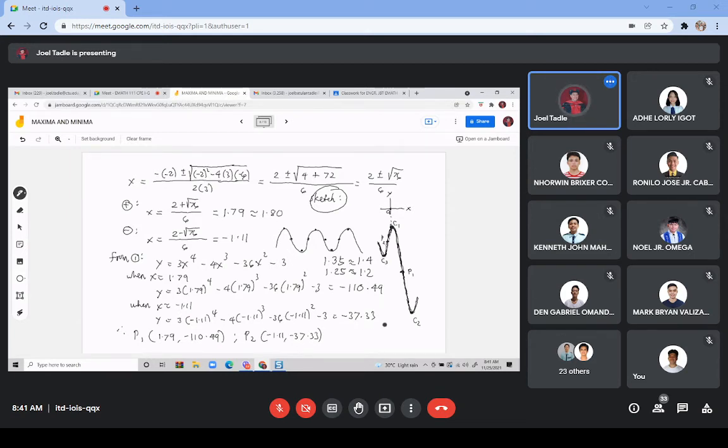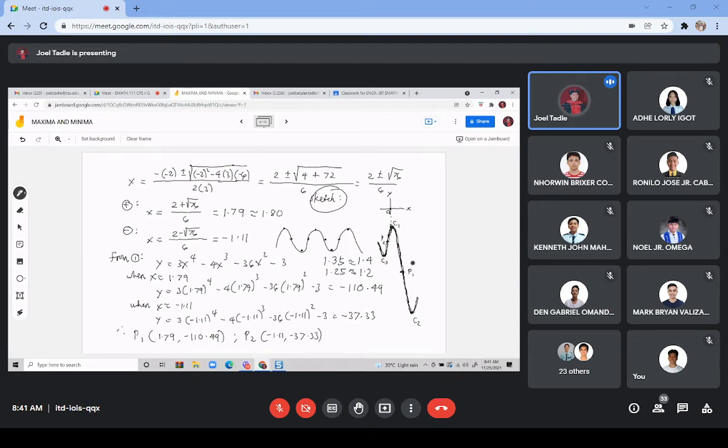Therefore, our second inflection point is at negative 1.11, negative 37.33. So, that's it, guys. We have determined the points of inflection. Now we will sketch the curve.